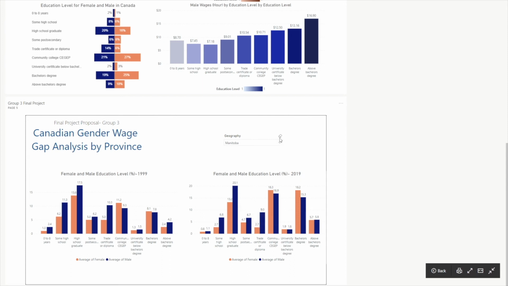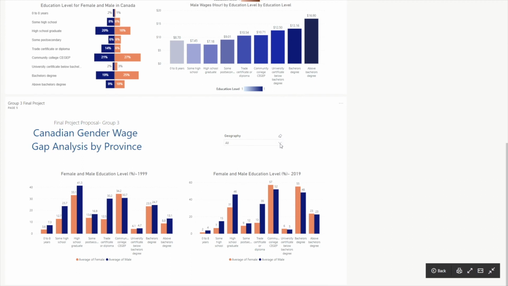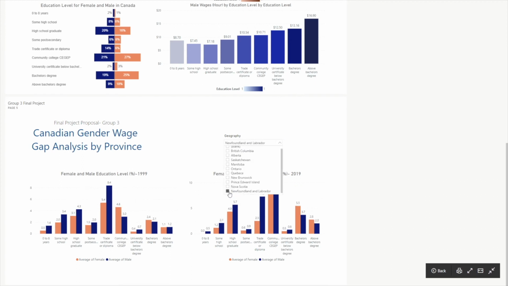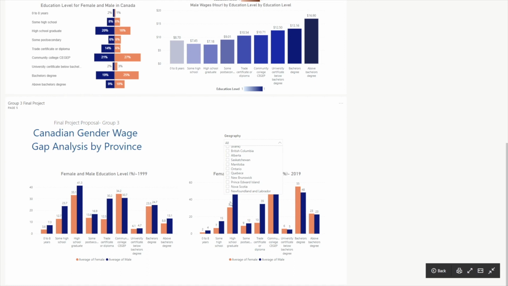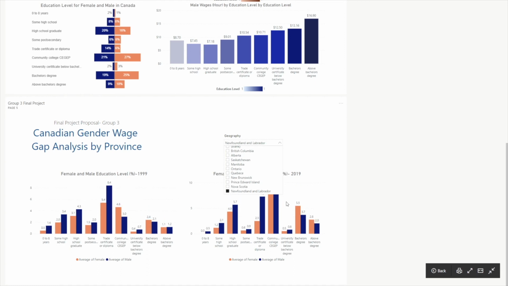It's interesting, however, when we check the data in Newfoundland, which is one of the provinces that need improvement. So what we see is that the trend is the same. We still see women investing in a bachelor degree and community college, and we also see a difference in the above bachelor degree. But that didn't change the gap in their hourly wage. They still earn less than men, considerably.